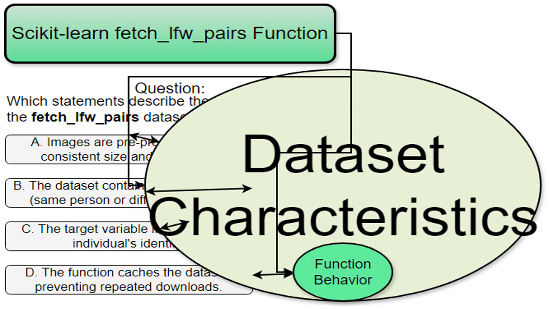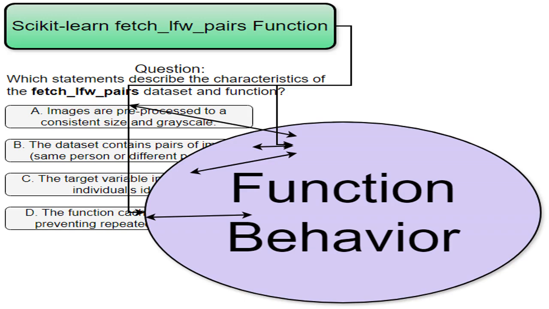Let's delve into the properties of the dataset itself. What kind of data do we have? How is it organized? Now, I will explain how the function fetch_LFW_pairs actually works. What does it do beyond just giving us the data? Does it perform any clever tricks to make things faster and easier?